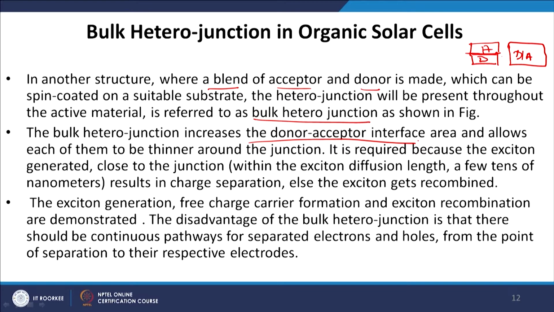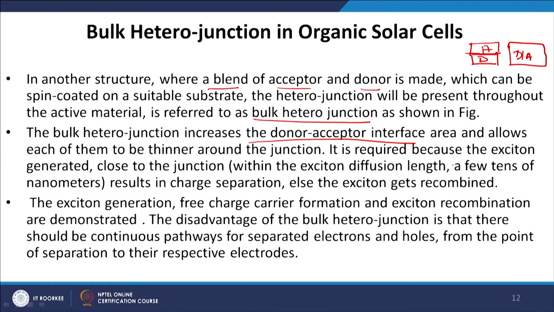As we just mentioned, the interfacial area between the donor and acceptor is much higher in a bulk heterojunction solar cell in comparison to bilayer devices, and allows each of them to be thinner around the junction. It is required because excitons generated close to the junction, within the exciton diffusion length of a few tens of nanometers, result in charge separation, else the exciton gets recombined. So the excitons near the junctions, in a length scale of 10 to 20 nanometers, can only contribute to charge carrier generation. But those excitons generated in the bulk of the semiconductor cannot contribute.